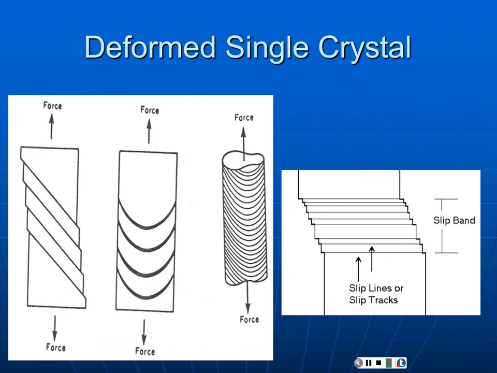Now, if we pull on that bar in a tension test, we're going to see tremendous amounts of slippage. The bar is going to deform, and it's going to develop these slip bands. If we zoom in on them, the slip bands consist of many slip tracks or lines. Basically, it looks like parallel planes of material have slipped past each other, and that's how this deformation has occurred. It's very dramatic, and needs to be explained, obviously. We need a mechanism for this.